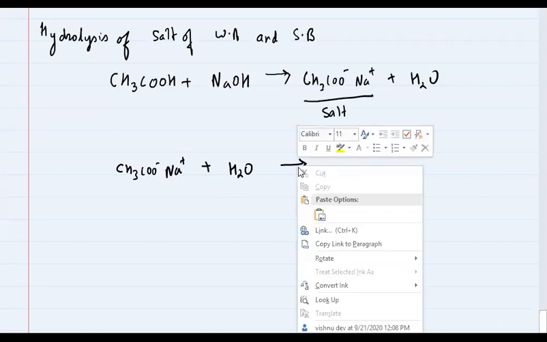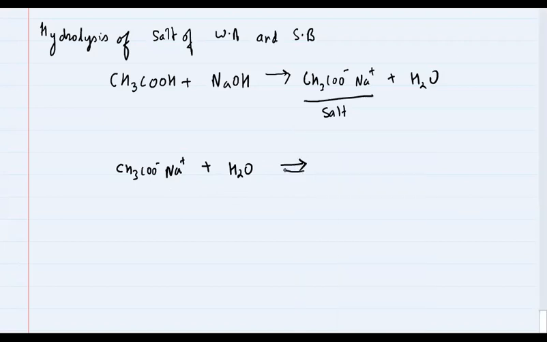Now this reaction is reversible, and here we will get what? This CH3COO minus is the component of a weak acid, and this is the component of a strong base. So it will again combine with H plus to form CH3COOH plus OH minus. Again Na plus, you can just write Na plus as it is, but we will be ignoring this Na plus, right everyone?